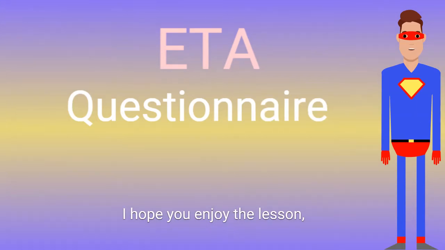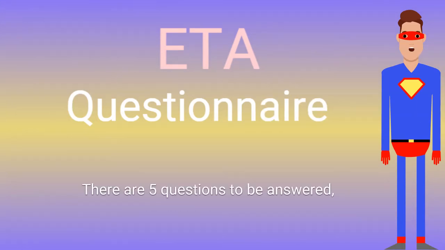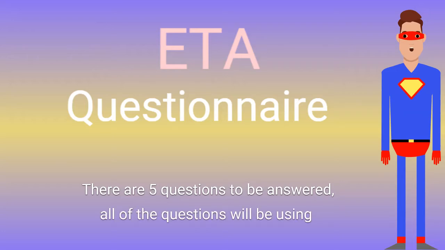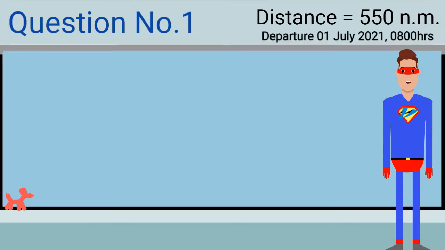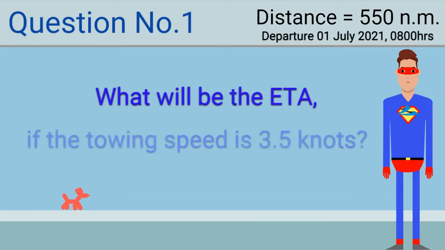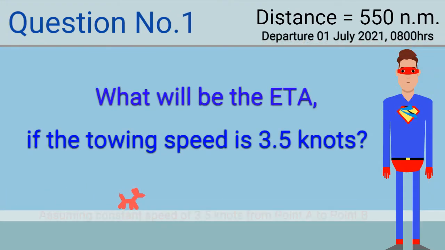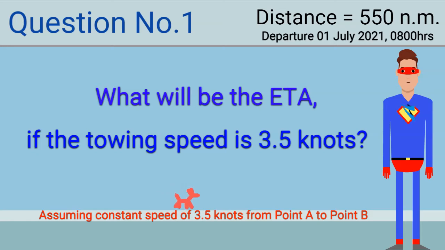I hope you enjoy the lesson, and it is time for ETA questionnaire. There are 5 questions to be answered. All of the questions will be using the same distance of 550 nautical miles. Question number 1, what will be the ETA, if the towing speed is 3.5 knots? Assuming constant speed of 3.5 knots from point A to point B, please comment below for question number 1.